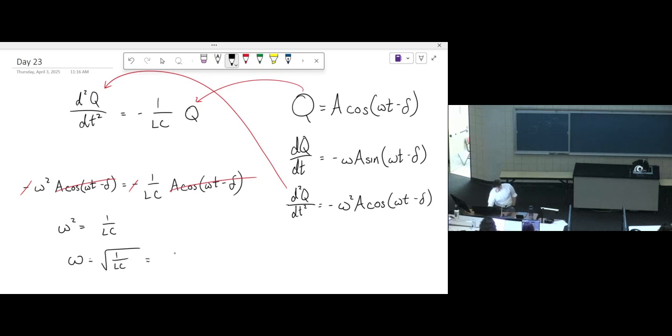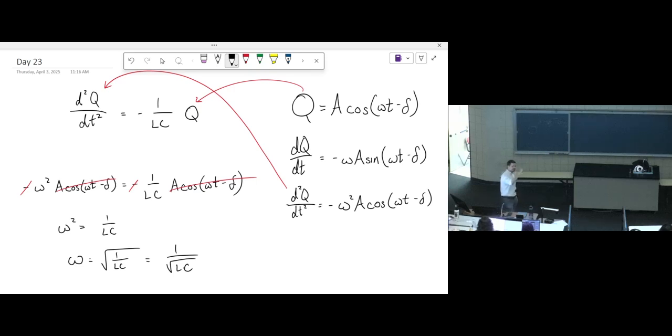Or you'll see it written in your textbook as 1 over the square root of LC, making all mathematics majors happy everywhere, that we leave a radical in the denominator. We just do it as physicists to get on the mathematicians' nerves.